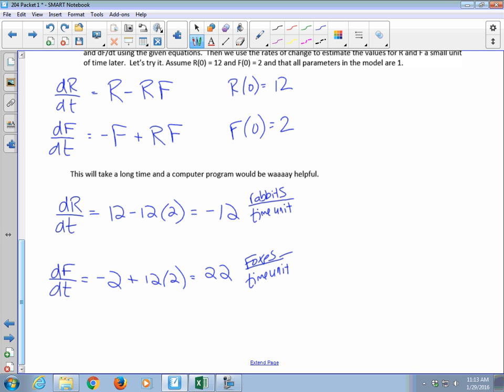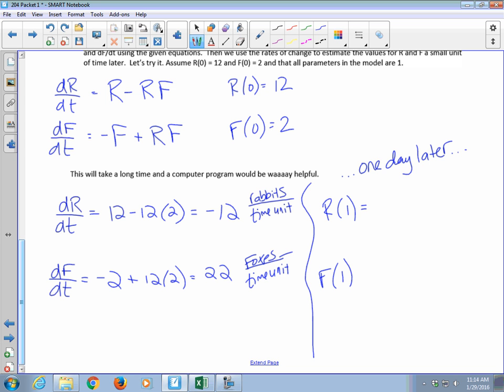So I now know how the populations are changing. I know that at time 0, dR/dt is negative 12, which means that it's changing by negative 12 rabbits per day, whatever. Okay. So 1 day later, right? You know, like in movies when they do this, 1 day later, right? So I can think about what happens, what's R of 1 and what's F of 1.